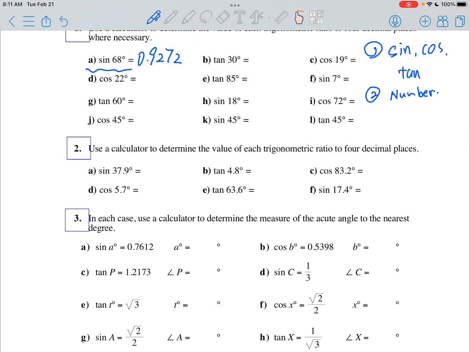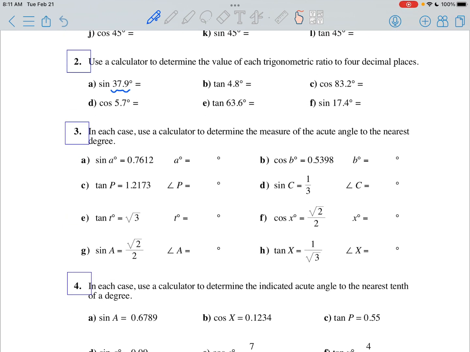And the second, use a calculator to determine the value of each trigonometry ratio to 4 decimal places. The same thing. The only difference is this one is a decimal, but you can just put the point there by yourself. And for this one, in each case, use a calculator to determine the measure of the acute angle to the nearest degree. When you use your calculator, you always need to find the negative one on the top, and then press 0.7612 for this one.